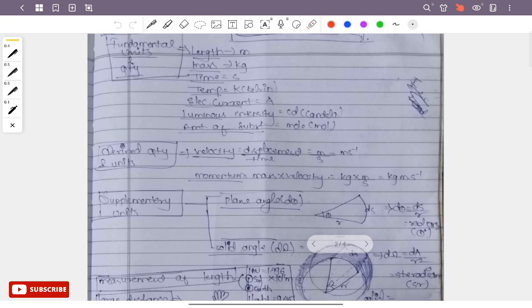So momentum का formula क्या है? Mass into velocity. Mass का units पता है हमें, velocity we know. So kg is the unit of the mass and meter per second is the unit of the velocity. So indirectly we can derive the unit of momentum, which is kg with meter with second raised to -1. This is the unit of momentum.